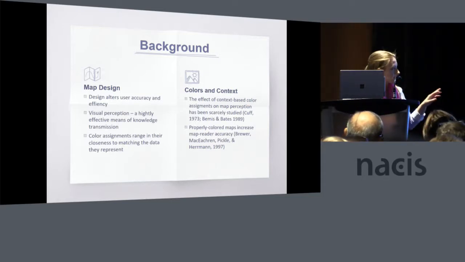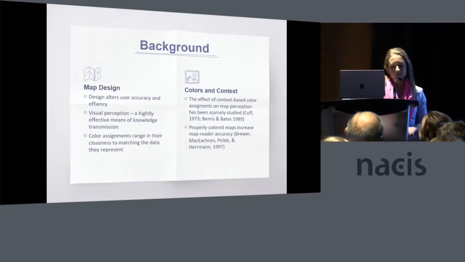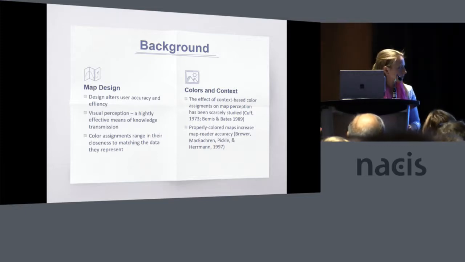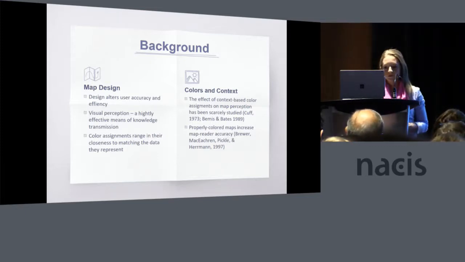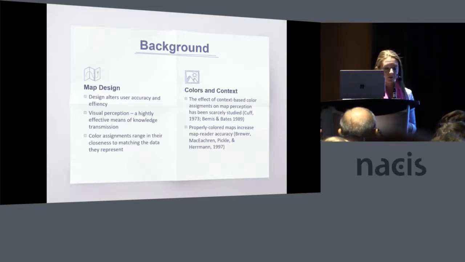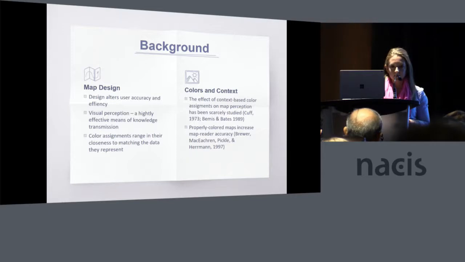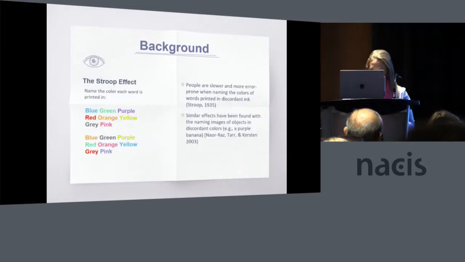So these two papers actually do study this, but they focus only on temperature maps, and their publication precedes recent developments in map design, such as web mapping. What we do know is that properly colored maps, particularly in terms of visual perception, increase map reader accuracy. So I'm proposing that the addition of context might increase that further as well.